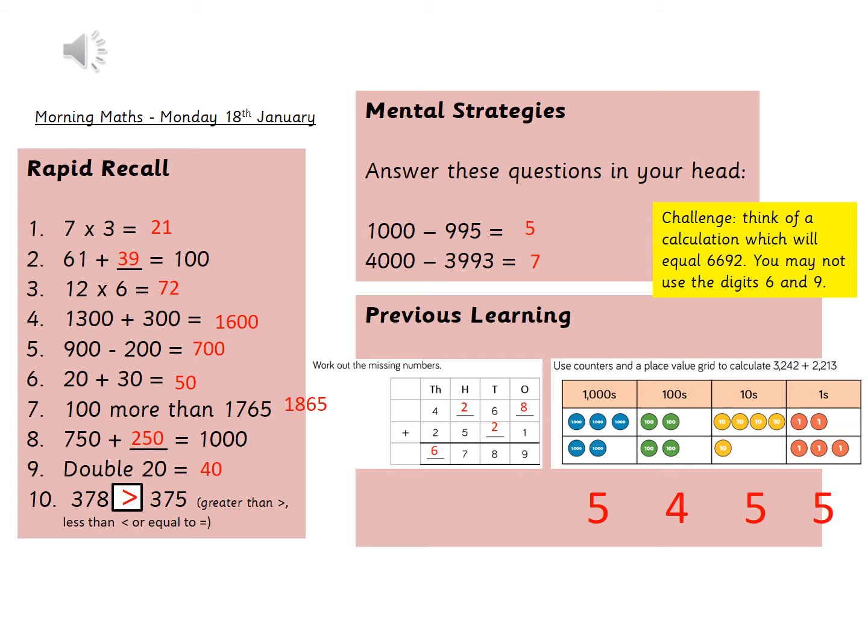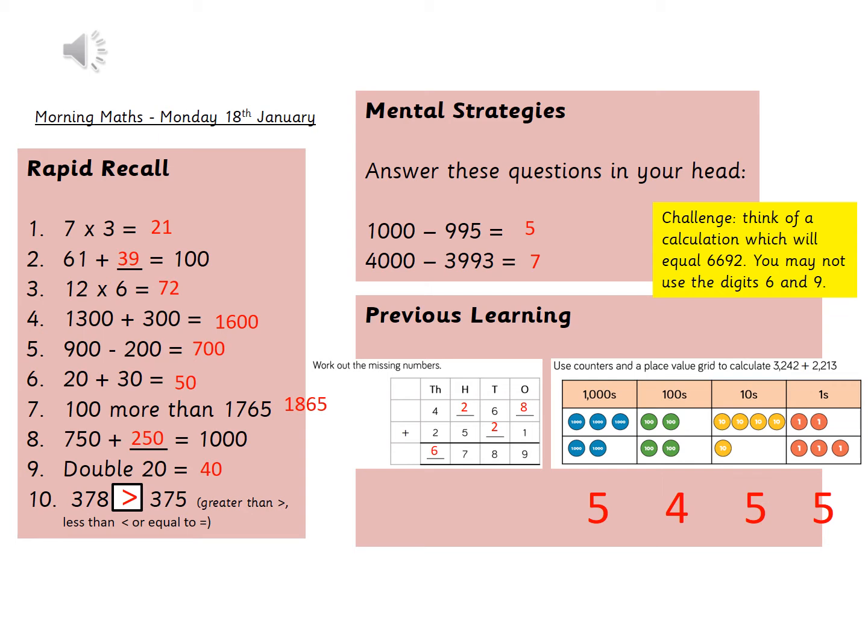So your arrow needs to be, the large side needs to be facing 378. Imagine if it was a greedy crocodile who wanted to eat the biggest meal. They would sure rather eat 378 than 375. So it should be pointed as if the crocodile is about to gobble up 378.